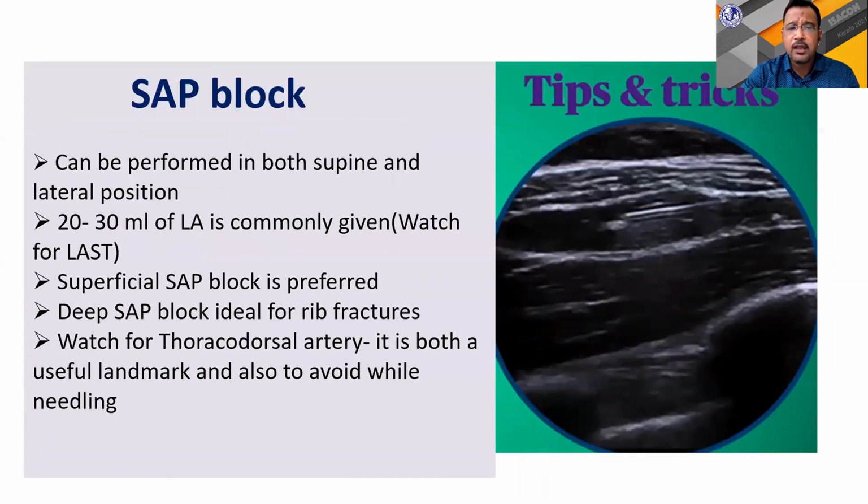So what are the tips and tricks? Serratus anterior plane block can be performed in both supine and lateral position. 20 to 30 ml of local anesthetic is commonly given. Superficial SAP block is preferred.